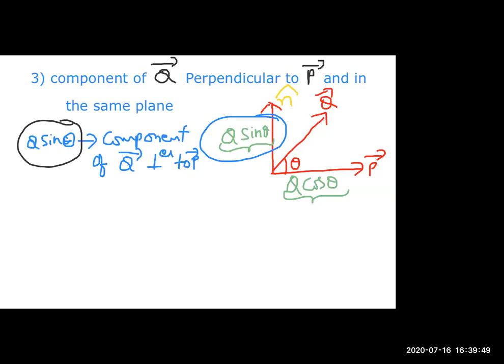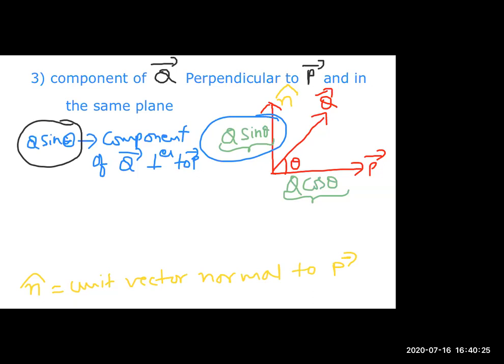So what is the unit vector? I am taking it as n cap. Now what is n cap? It is a unit vector along the direction of Q sin theta. N cap is nothing but the unit vector normal to P bar, along the direction of Q sin theta, normal to P bar. This is a unit vector.